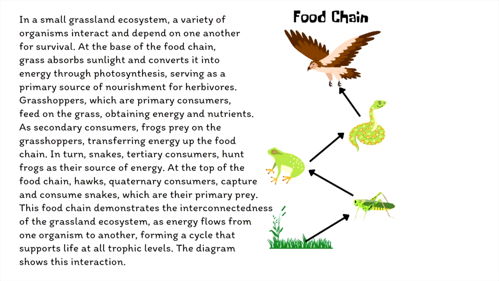This food chain demonstrates the interconnectedness of the grassland ecosystem as energy flows from one organism to another, forming a cycle that supports life at all trophic levels.